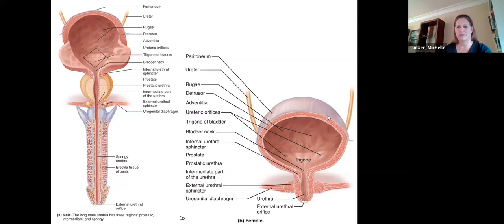You've got ureters that drain into the bladder. The bladder is going to store urine, and then urine release will be controlled by an internal urethral sphincter and an external urethral sphincter. And then it will pass through the urethra. We'll talk more about the urethra when we get to the reproductive system. It's very short in women and much longer in men.